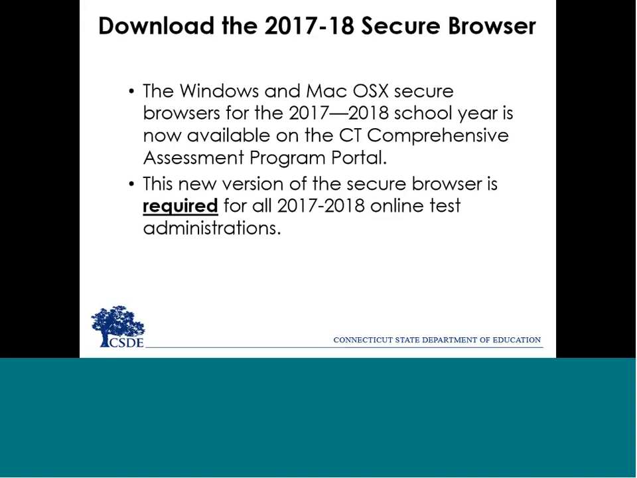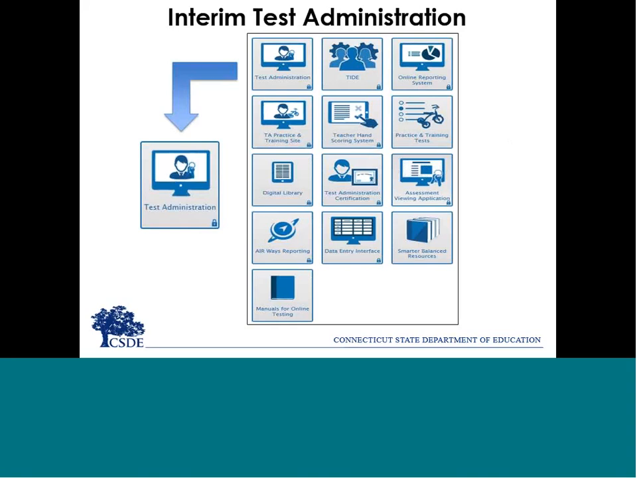Once the roster is prepared, the second step that must be completed is to download the secure browser. Information about this download can be found on the front page of the Connecticut portal on the right side under Secure Browsers. To administer an interim assessment, you will use the Test Administration card located on the Connecticut Comprehensive Assessment Program portal. Now that you have completed these steps, you are ready to administer the interim assessments.